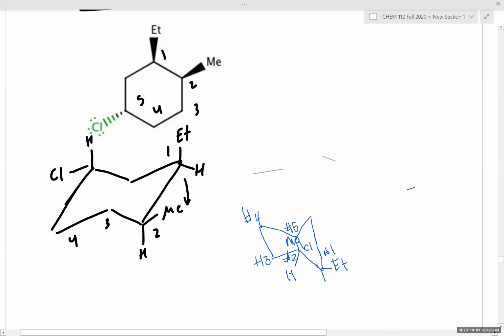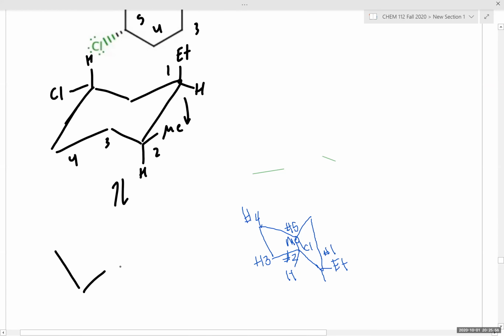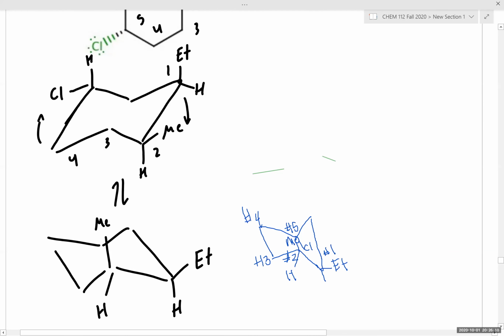And the chlorine's pointing down. Yep, perfect. And after a ring flip, as the student has very correctly drawn, carbon 1 goes down, carbon 4 goes up. Our ethyl is now equatorial pointing up. Our methyl is now axial pointing up. And our chlorine is now axial pointing down.